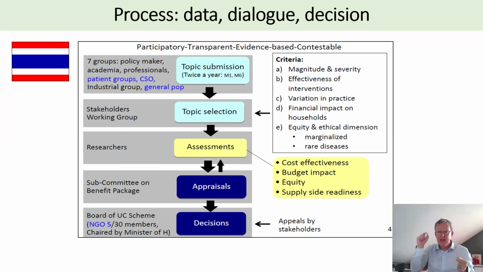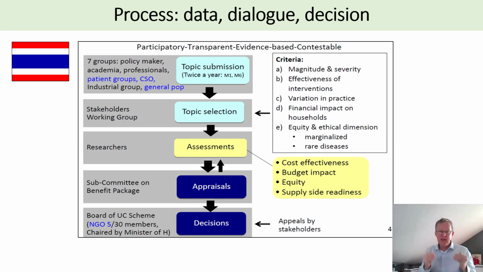This is where it gets quite detailed and really important that you're bringing an agreed set of information: magnitude and severity of the condition that's perhaps being proposed. Are there effective interventions to treat said condition? Variations in practice around the country. This is an equity perspective in Thailand. They won't roll out a new benefit unless they know it can be delivered equally to all citizens across the country. Is this a disease, or condition, that's having a big financial impact on households, etc., etc.? So some topic selection using those very clear criteria.